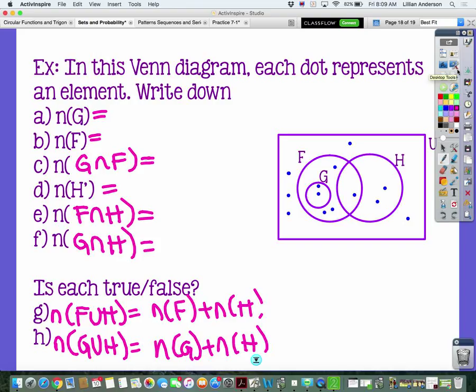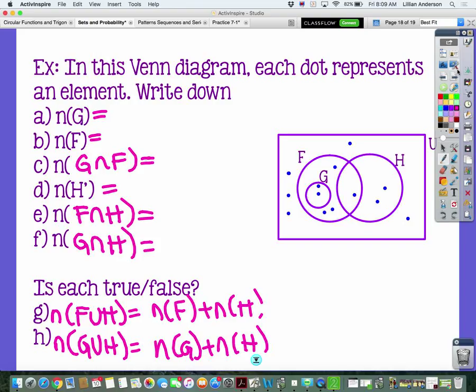All right, let's take a look at this one. We have a Venn diagram, and each dot represents an element. We want to write down N of G, N of F, etc., etc. Now, what does the N mean? Think back to the vocabulary we talked about. N represented the number of elements. So remember the example that we had before. A had 5 elements, B had 4 elements, G had 7 elements.